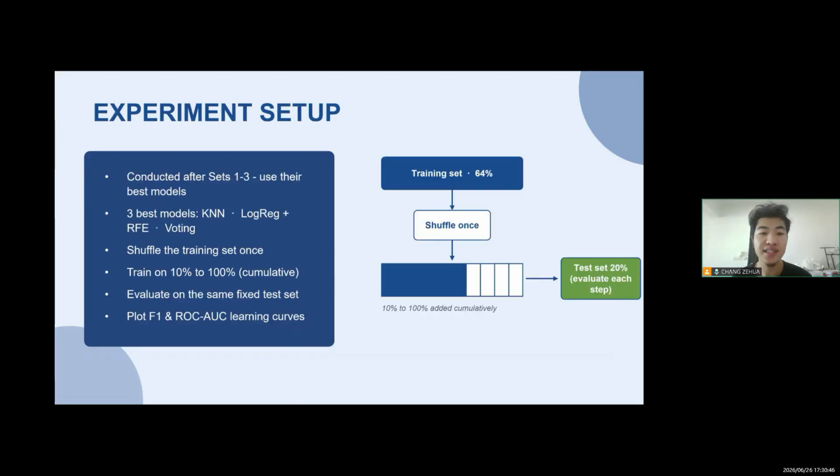For the setup, I took the single best model from each of the other three experiment sets, each with its own tuning and features: KNN for set 1, logistic regression on the 68 RFE-selected features from set 2, and the voting ensemble from set 3. The diagram on the right shows I shuffle the training set once, then train each model on growing portions of the data, from 10% up to 100%. I did it cumulatively, and at every step I evaluate on the same fixed test set, plotting the F1 and the ROC AUC learning curves.